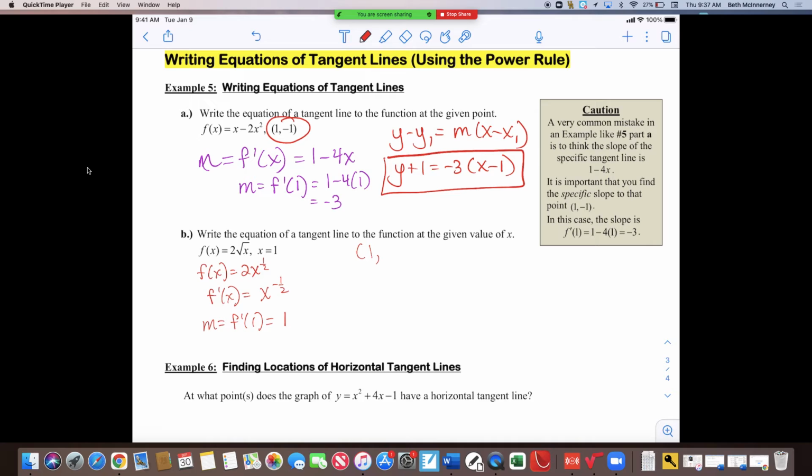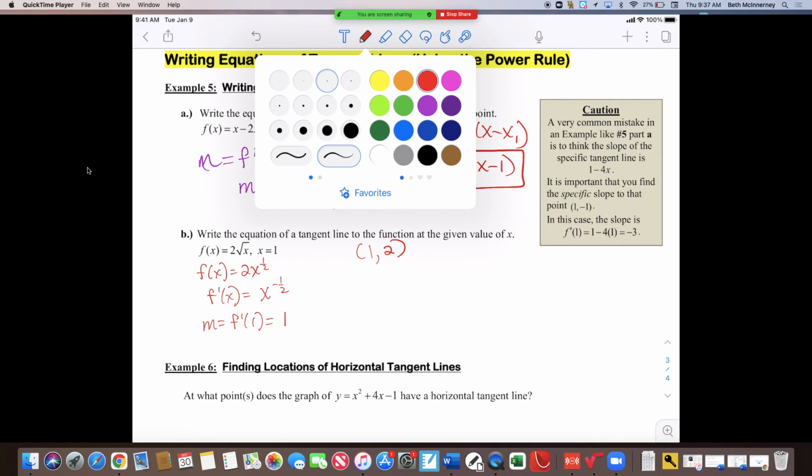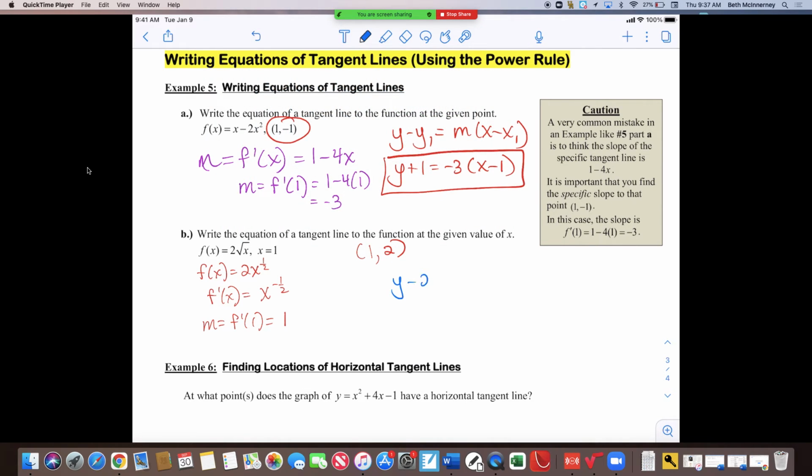Now my problem is I only have the x coordinate. How do I find the y coordinate of my point? Plug it into f of x, and you get, what, 2? All right, so this is y minus 2 equals 1 times the quantity, x minus 1. If you like to put it in y equals mx plus b, that one was nice and easy to do.